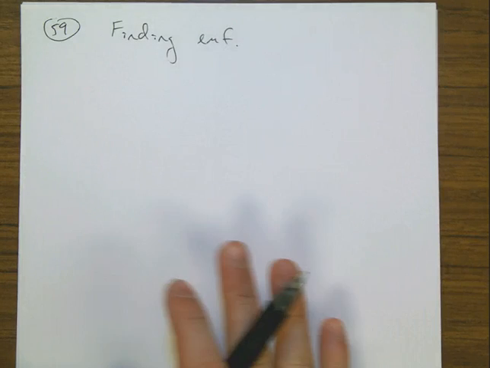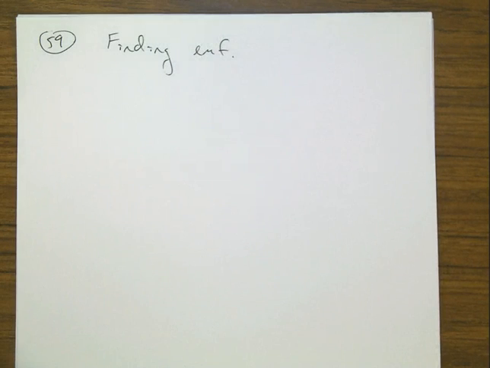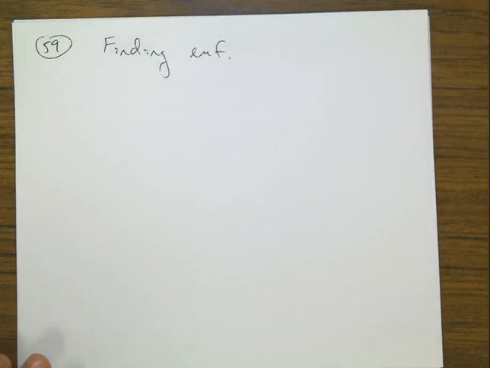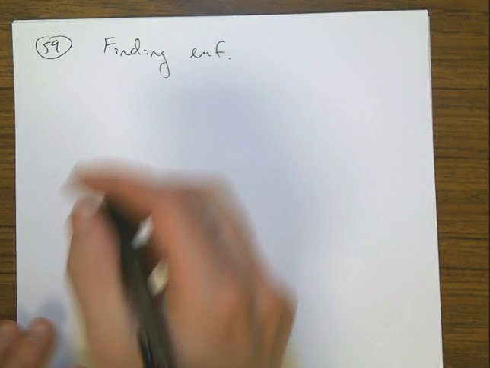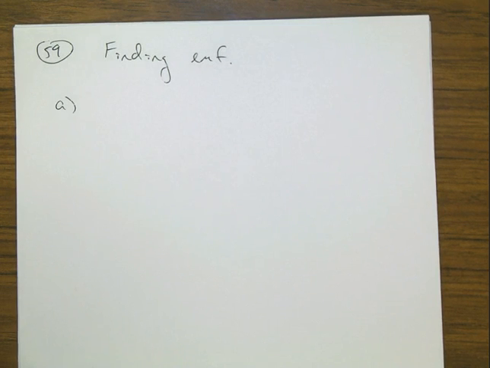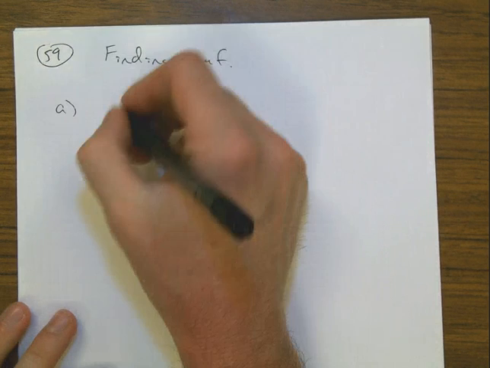I'm going to show you how to do problem number 59 from chapter 20 on electrochemistry. You can also reference this as instruction on how to find and calculate cell EMF, particularly under non-standard conditions. So in problem number 59, part A asks us to find EMF, but under standard conditions. Standard conditions, of course, are that the concentrations are all the same, and the temperature is at 25 degrees Celsius.